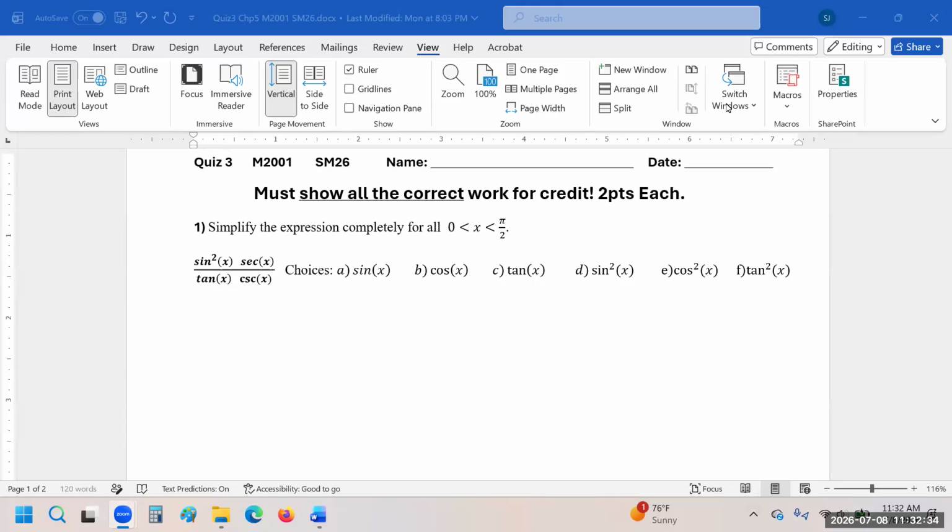So in this quiz, I didn't give you points if you didn't show your work. How did you come up with 5 pi over 6 or 11 pi over 7? I don't know how you came up with those answers. You have to show how you came up with those answers.